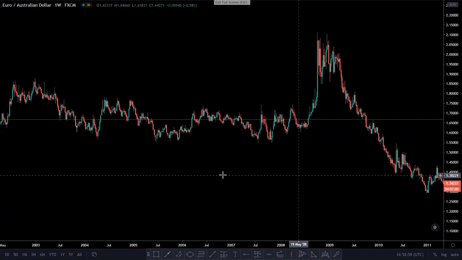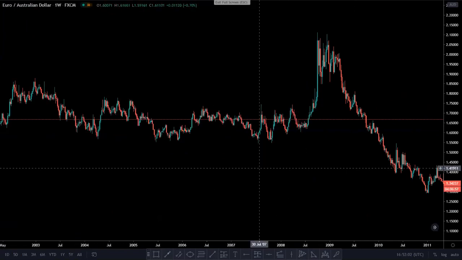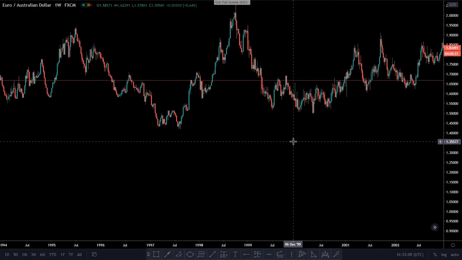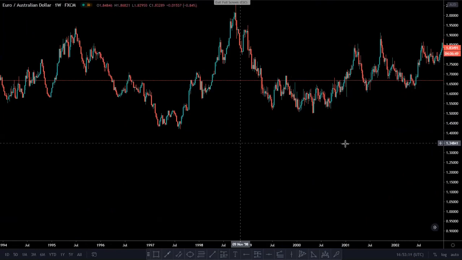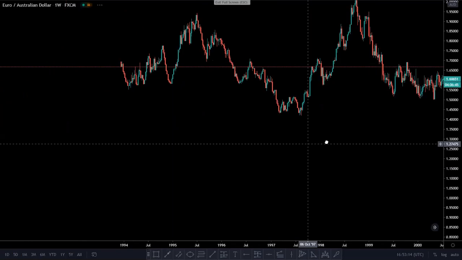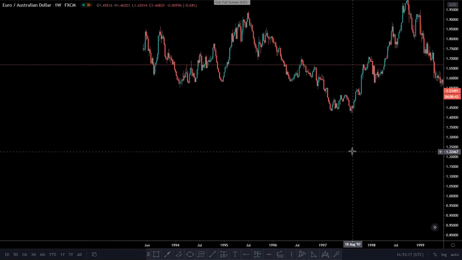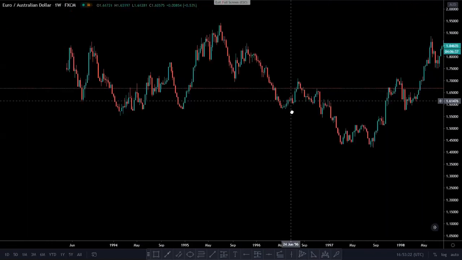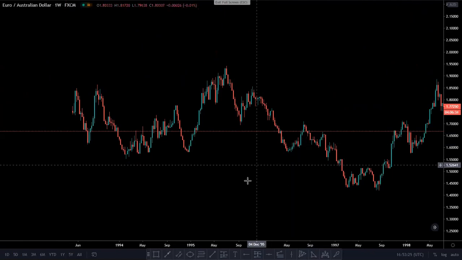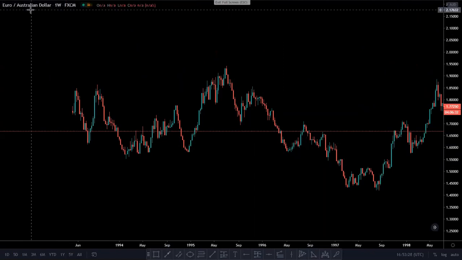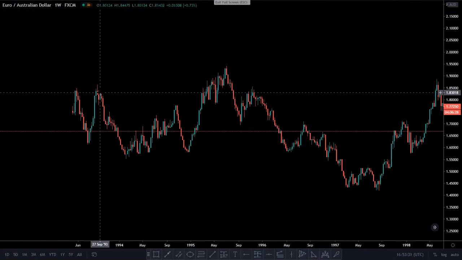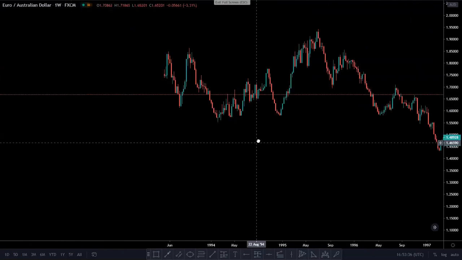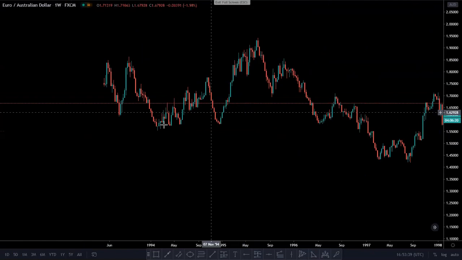I've seen a good pattern regarding the inverted head and shoulders. So let me try and get you a head and shoulders. Guys, look at this. This is the weekly chart of the Euro Aussie, EUR/AUD, as some of you know. We notice that we have a slight uptrend here.